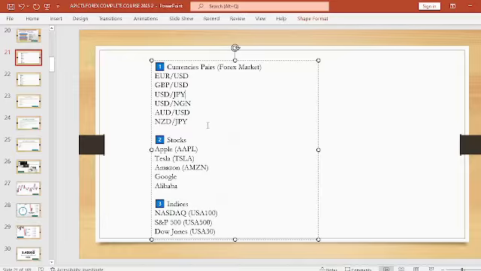So these are currency pairs that you can trade, and they are endless. You have a lot of them. We have the major currency pairs, the minor currency pairs, and we have exotic currency pairs. So these are what is tradable in the forex, in the financial market.